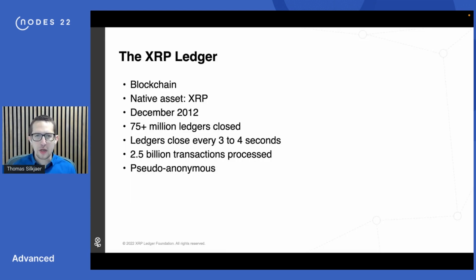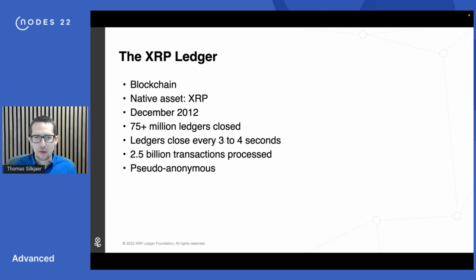So before we begin, just a brief introduction to the XRP Ledger. It is a decentralized blockchain focused on payments. It launched in 2012 and has to date closed more than 75 million ledgers and 2.5 billion transactions, with ledgers closing every 3 to 4 seconds. Ledgers are basically what other blockchains refer to as blocks.